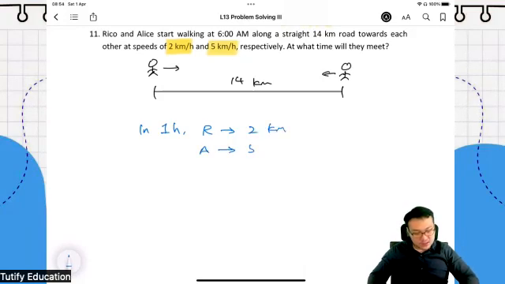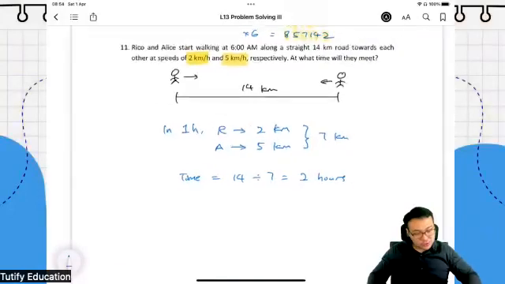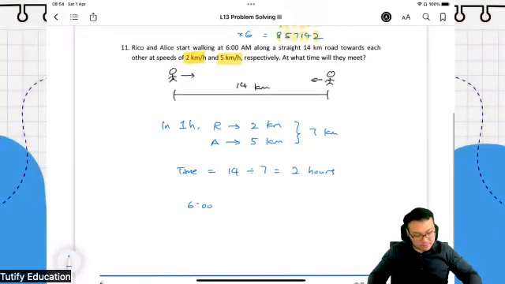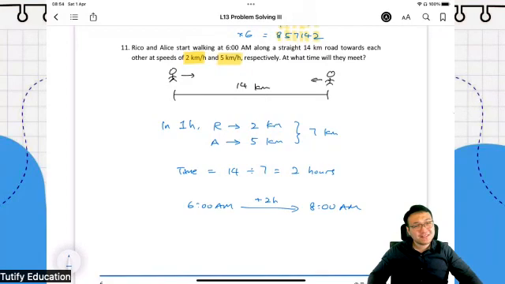What about Alice? Yes. So total they walk 7 kilometers in 1 hour. So it's 2 hours because 14 divided by 7. Correct. So if you want to walk 14 kilometers, you will take 2 hours. Very good. So what time did they meet? 8 a.m. Well done. So easy, this one.